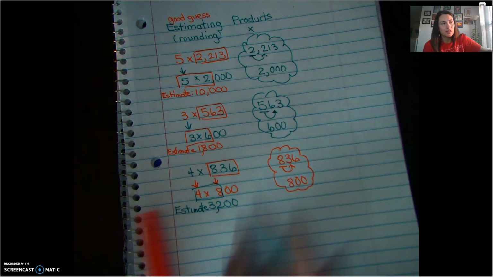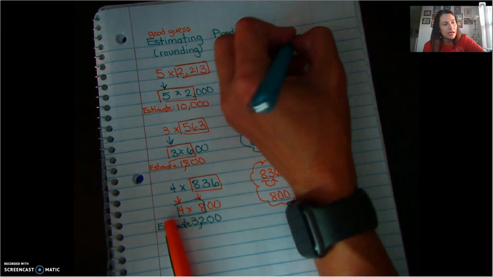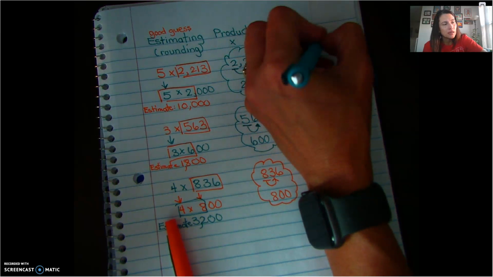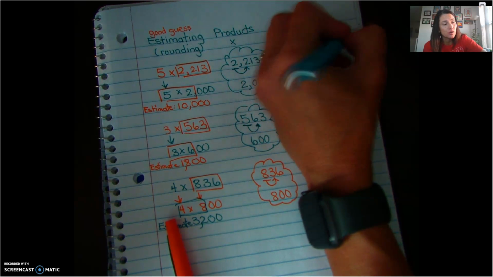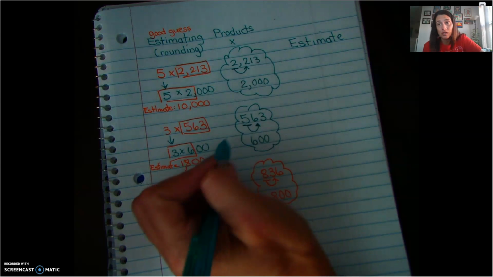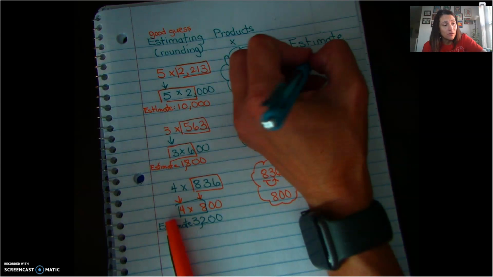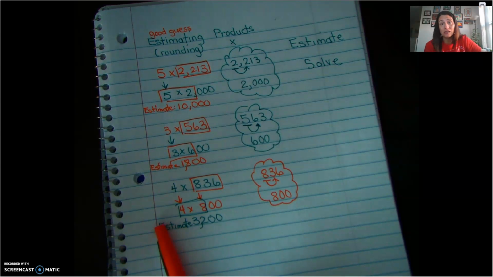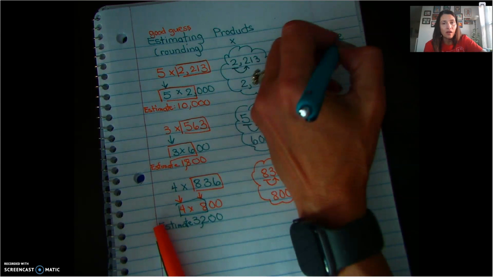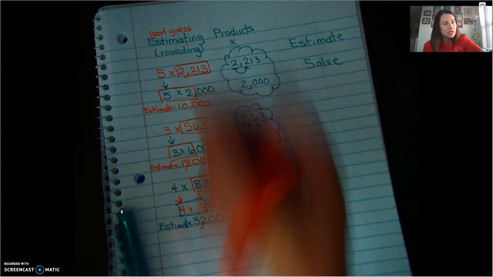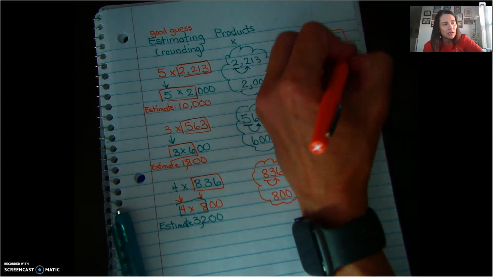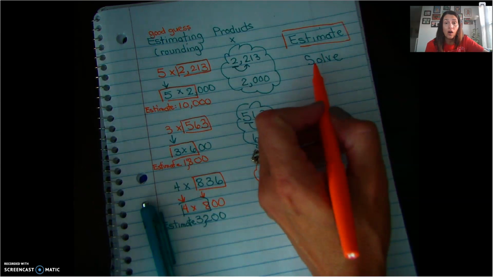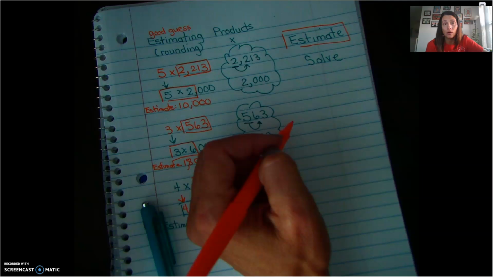Now, when you are looking at your directions, if it says estimate, if they want you to estimate, that means this is what they want you to do. They do not want you to solve it. If it says solve, that means you have to find the exact answer. So be very, very careful when you're reading the directions. If it asks you to estimate, all you have to do is this. If it asks you to solve, then you have to multiply it the regular way.